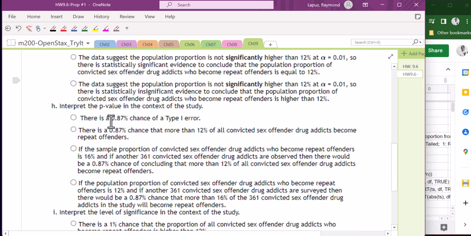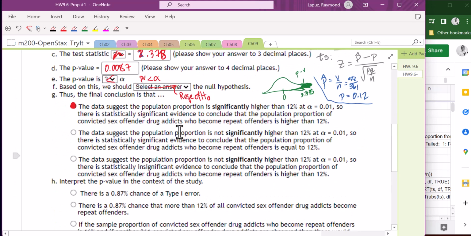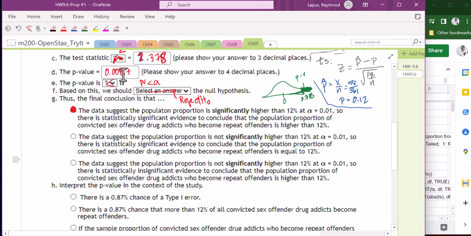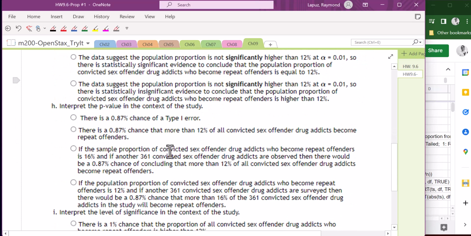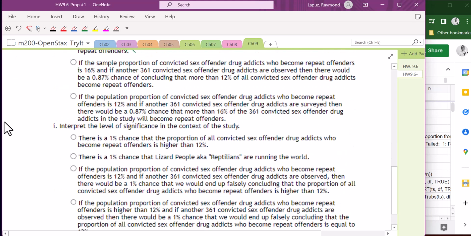And here are a couple more questions. Interpret the p-value in the context. So the p-value is 0.0087, so that's 0.8%. That's less than 1%. The p-value is not a type 2 error, so let's go ahead and take that out of the mix. 0.087, that's a p-value, chance of more than 12%. This one did not really mention the n value, and usually we want to include the n values here. So it looks like the last two are the two options.